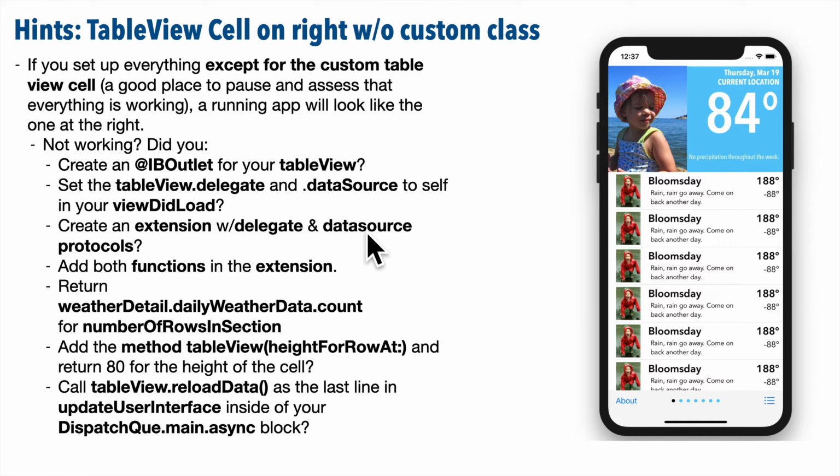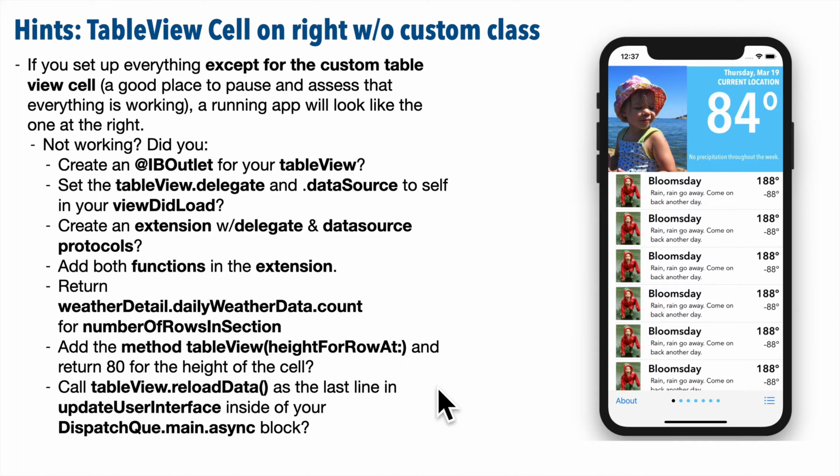Now, one of those required methods is the tableView method numberOfRowsInSection. Did you set up numberOfRowsInSection so that you return the value weatherDetail.dailyWeatherData.count? Again, weatherDetail.dailyWeatherData is the array that's going to have all of this stuff in here. So that's where your table view cells are going to get the data. Did you add a method for tableView heightForRowAt? Remember, that's the one that also needs to be set to 80. So it sets the row height to 80.